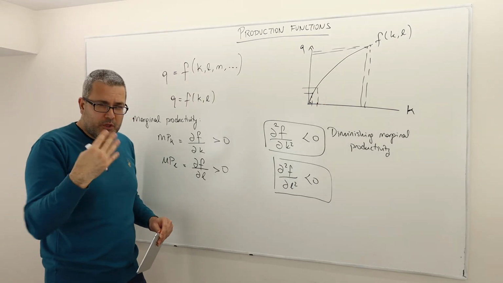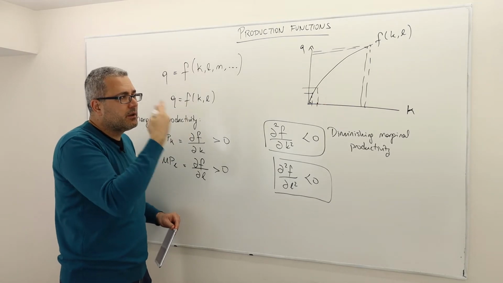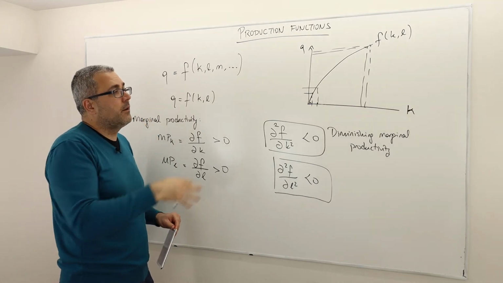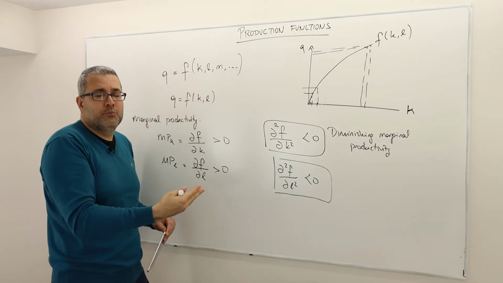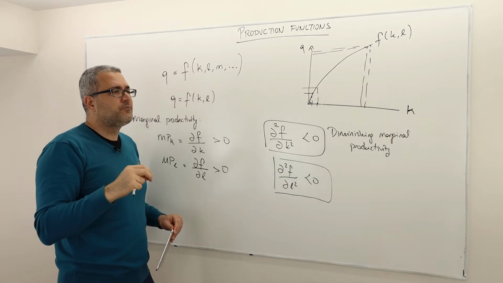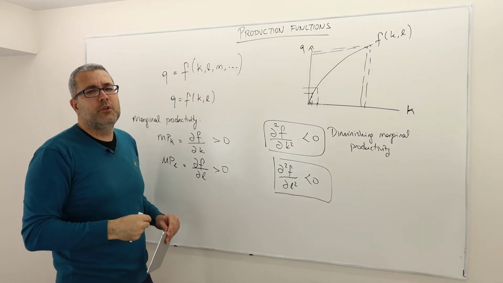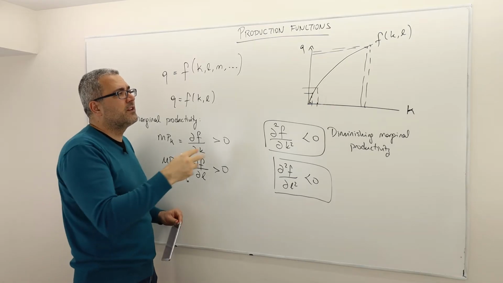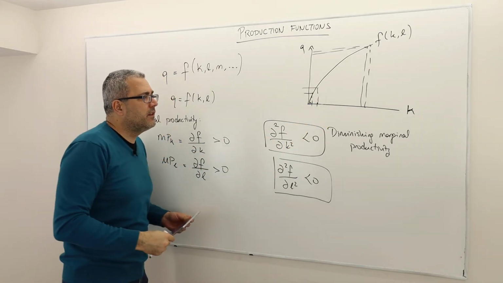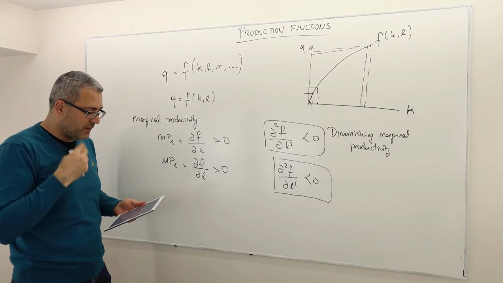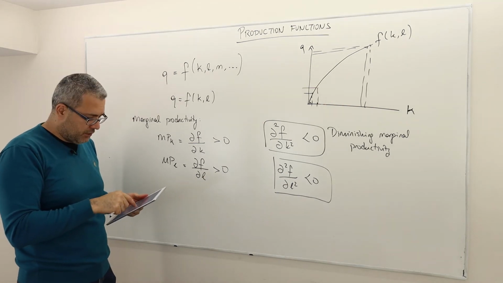So probably you get the idea. More capital, yes, it produces more output. But the additional output you can produce from an additional input you're using is not going to be as great as it was when the level of capital or the level of input wasn't that high. So that's the idea of diminishing marginal productivity.